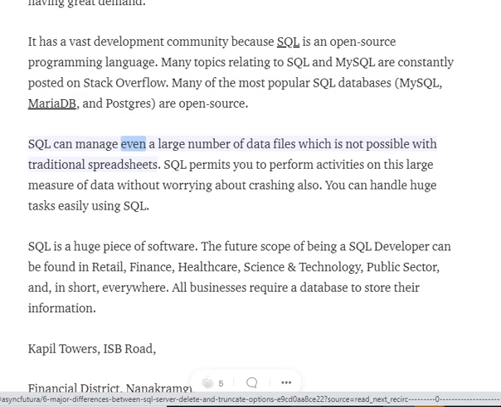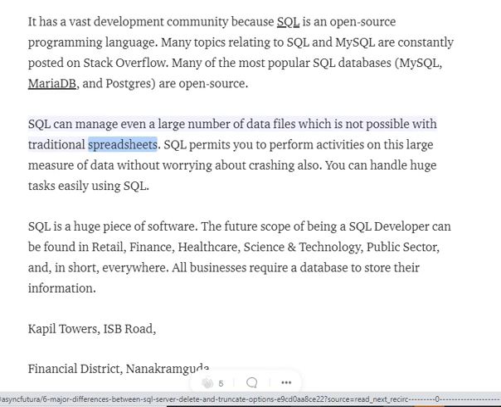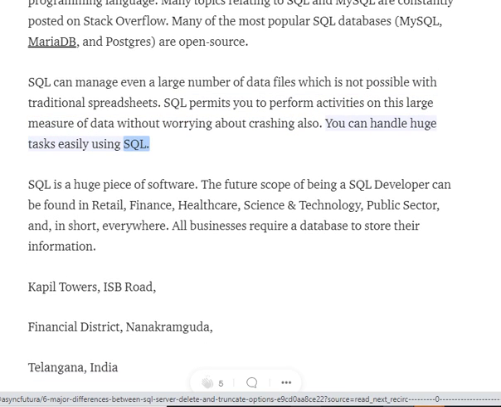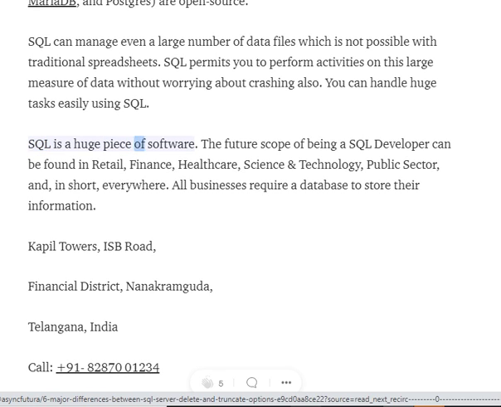SQL can manage even a large number of data files, which is not possible with traditional spreadsheets. SQL permits you to perform activities on this large amount of data without worrying about crashing. You can handle huge tasks easily using SQL. SQL is a huge piece of software.